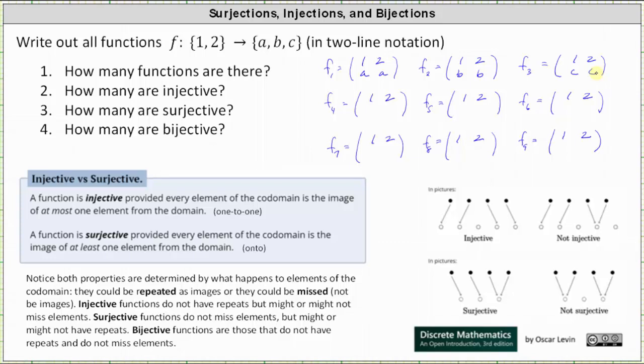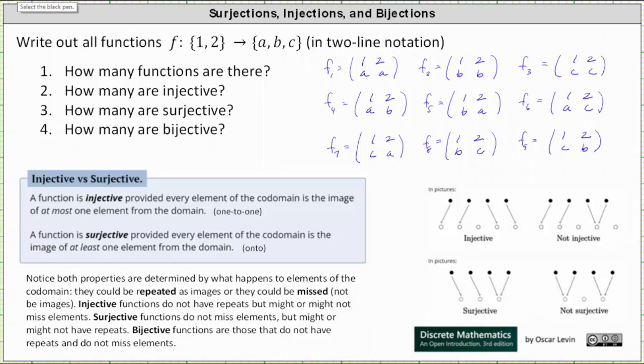And now let's let the outputs be a and b, where 1 maps to a and 2 maps to b, or 1 maps to b and 2 maps to a. And now let's use the elements a and c, where 1 maps to a and 2 maps to c, and then 1 maps to c and 2 maps to a. And now let's use the elements b and c for the outputs, where 1 maps to b and 2 maps to c, and 1 maps to c and 2 maps to b.